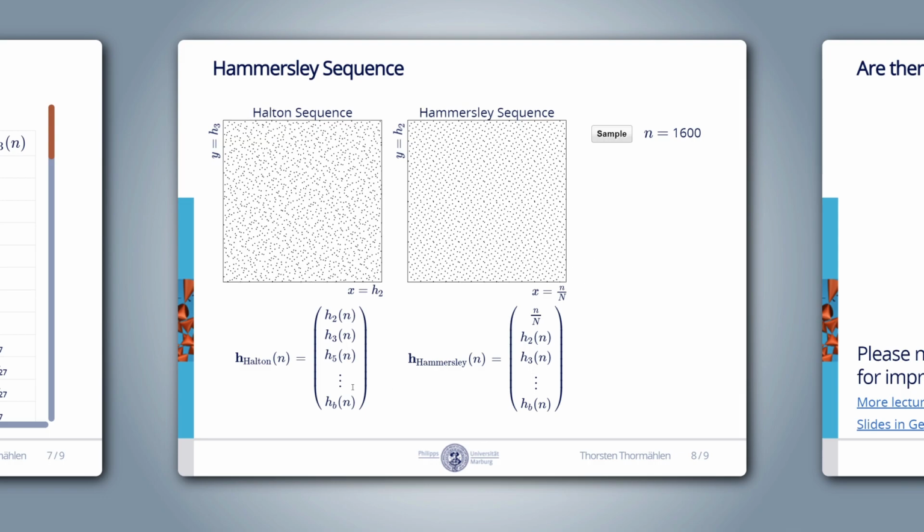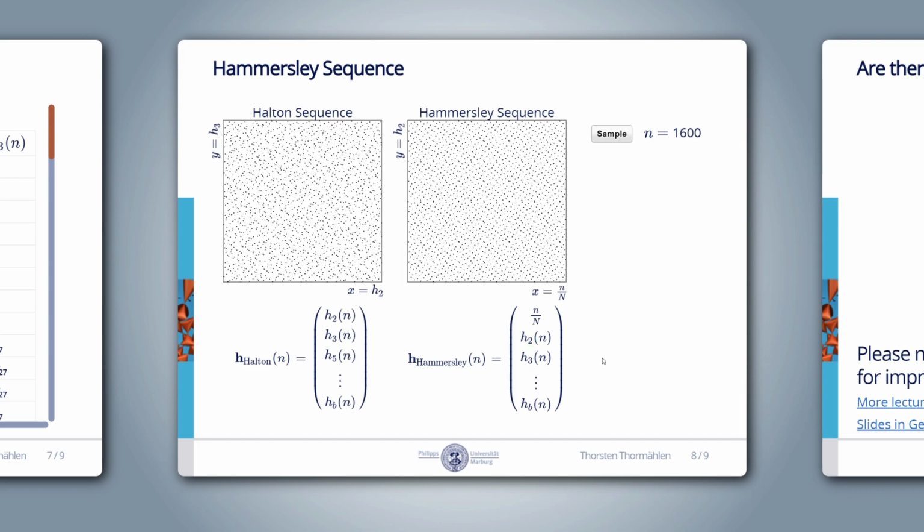The construction of the Hammersley sequence is very similar to the Halton sequence, except that the first dimension is simply computed by dividing n by capital N, where capital N is the total number of samples. So everything is shifted by 1 dimension. For the second dimension we use H2, and for the third dimension we use H3, and so on.